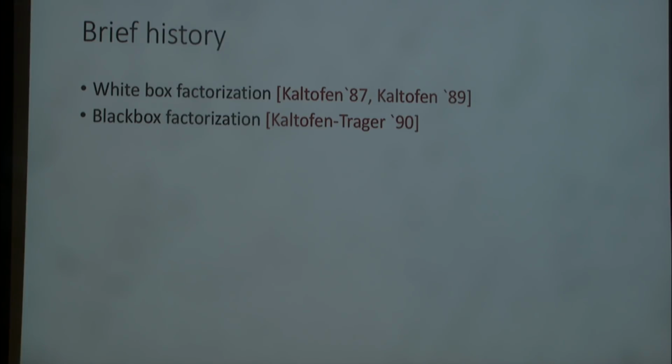And Kaltofen and Trager showed how to do black box factorization, which means you don't even see the arithmetic circuit, but you're given a black box. We have black box access to a small arithmetic circuit, and then you do some randomness, you do some stuff, and you output black boxes for its factors. So you have black boxes where for every factor you can evaluate it at whatever point you choose.